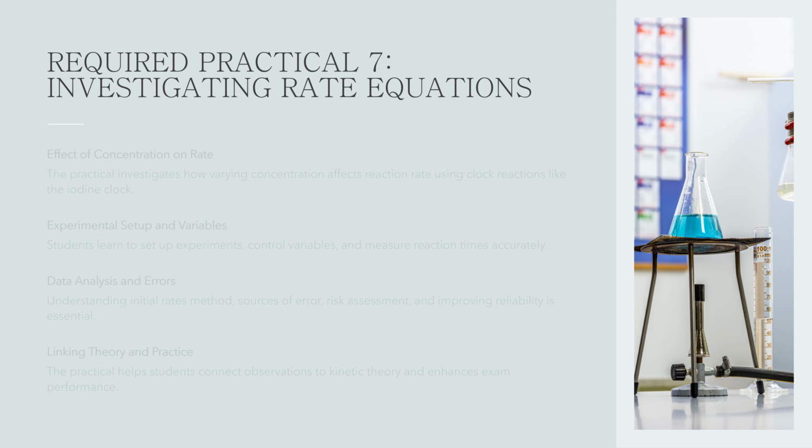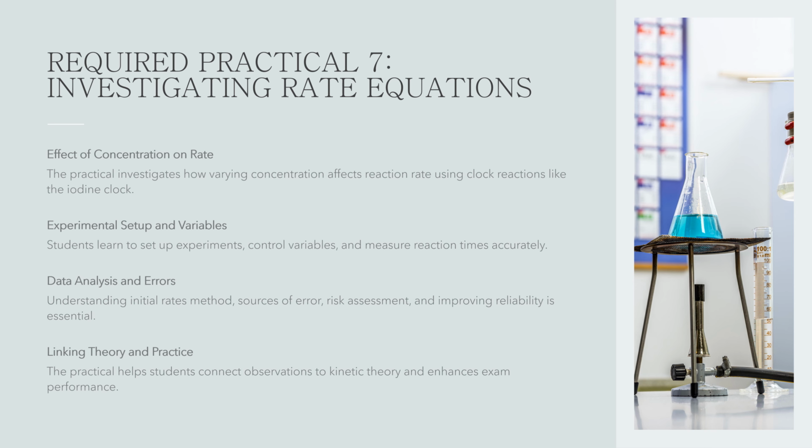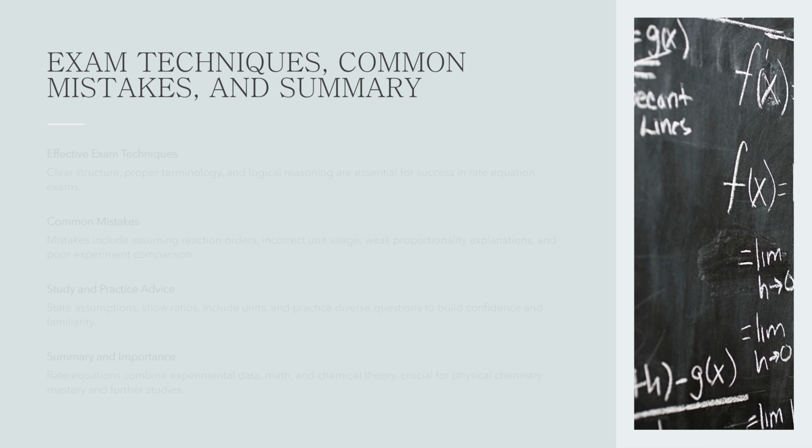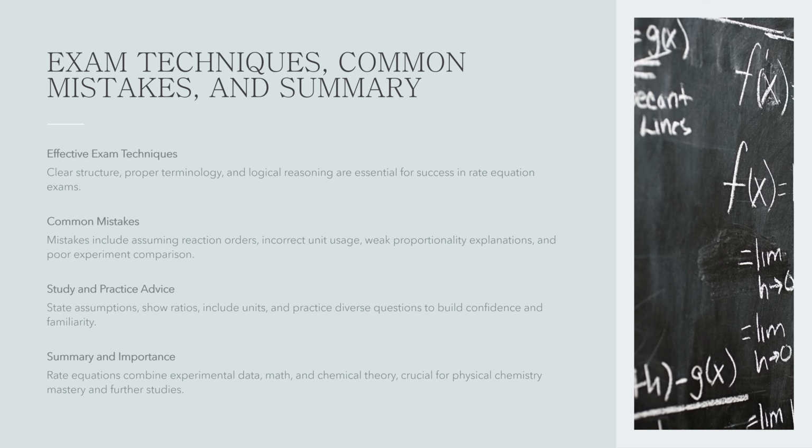Required Practical 7 focuses on investigating the effect of concentration on reaction rate, often using clock reactions such as the iodine clock. Students must be familiar with the experimental setup, variables, and data analysis. The practical reinforces the initial rates method and helps students understand how experimental evidence supports rate equations. Success in rate equation exam questions depends on clear structure, correct terminology, and logical reasoning.